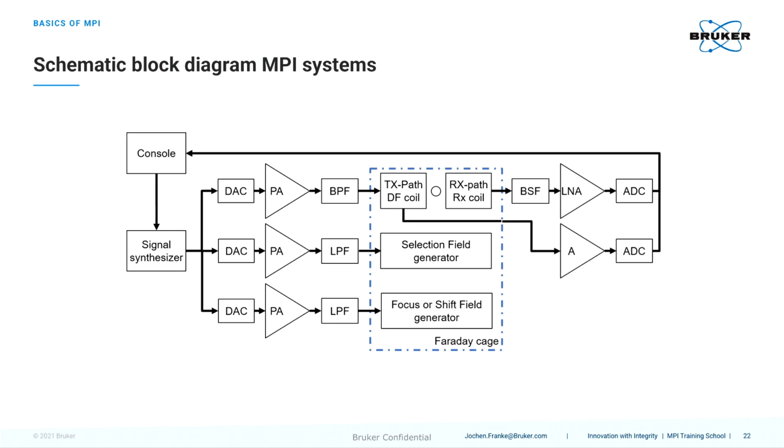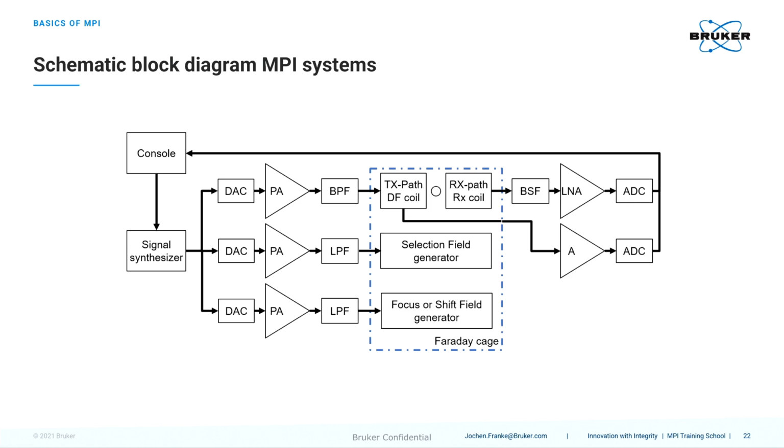Then for spatial encoding, we are using, again, a power amplifier, a low pass filter, and the so-called selection field. And this could be either a permanent magnet just making a field-free point, then we don't have any power amplifiers, or it is made by electromagnetic coils.